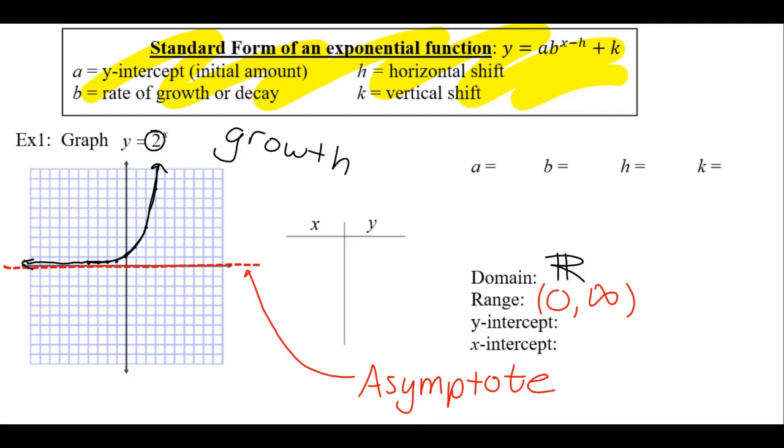Okay, where did this one cross the y-axis? Yeah, right at 1. So over 0, up 1. So let's write it as a coordinate point, over 0, up 1. And where does it cross the x-axis? It doesn't. So just write the word none.